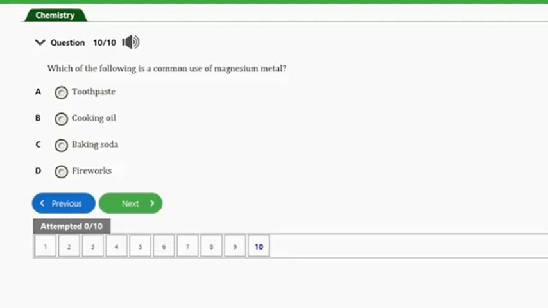Magnesium is commonly used in fireworks to produce bright, dazzling white light when it burns. So the intense light emission from burning magnesium is responsible for the brilliant display seen in fireworks. And that's it for that question.